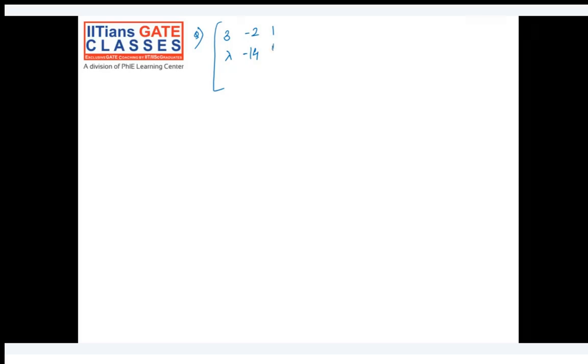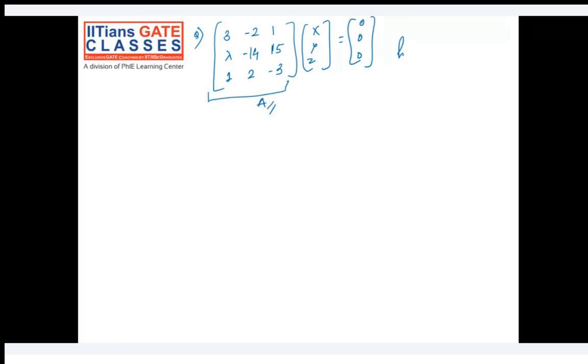It has an infinite number of solutions. Find lambda. I'll repeat the question. This system of equations has an infinite number of solutions. Find the value of lambda. They are telling you upfront that the number of solutions is infinite. The meaning of this is determinant equal to 0, or rank of A less than the number of unknowns. So this is the meaning of infinite number of solutions. You know it. Use this hint in order to solve this question.